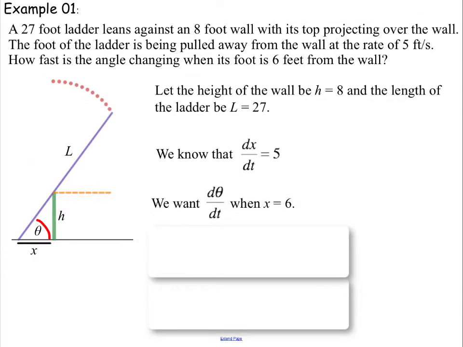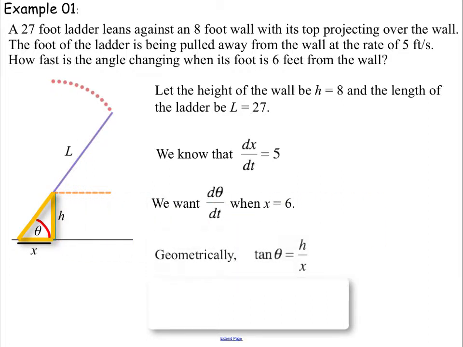We need to connect dθ/dt to dx/dt, so we need to connect theta to x. Luckily, we can do that through the triangle. Tangent of theta is h over x, which we can solve for x in order to make the derivatives easier, making x equal to h cotan theta.